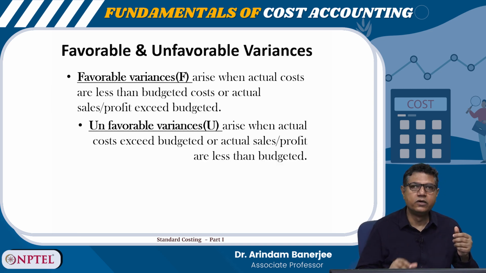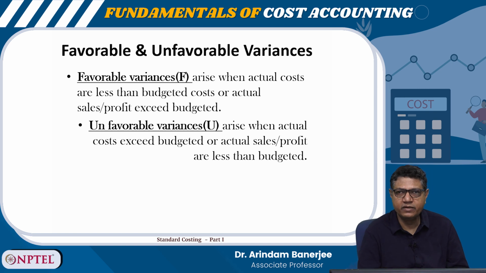Okay. So favorable and unfavorable variance. As I said earlier, the favorable variance we denote as capital F. It arises when actual costs are less than the budgeted cost, or actual sales or profit exceed budgeted. And the opposite is unfavorable. It arises when actual costs exceed budgeted, or actual sales and profit are less than budgeted. So this is my favorable and unfavorable variance.